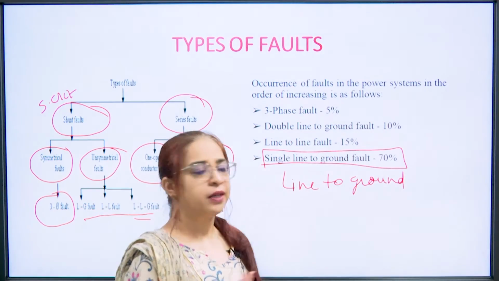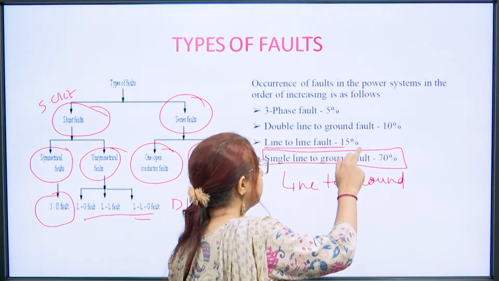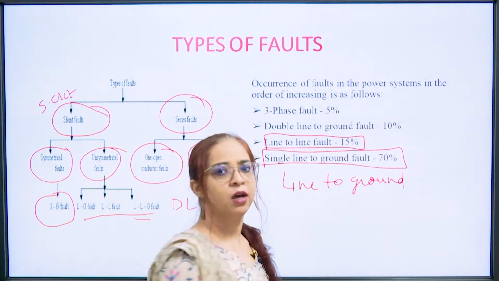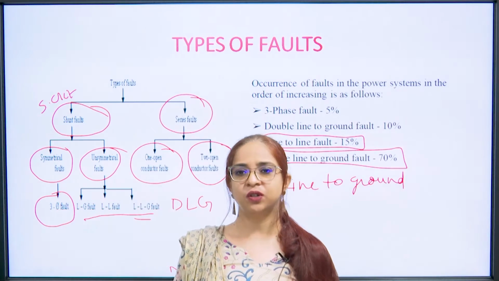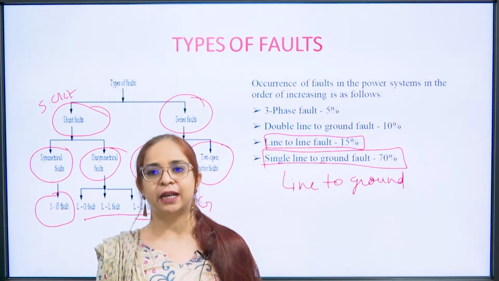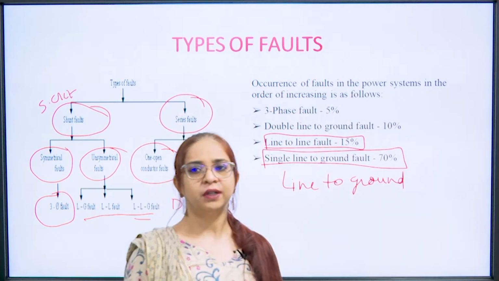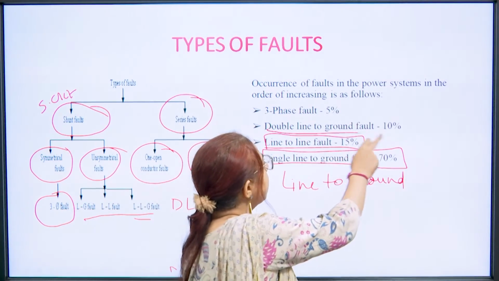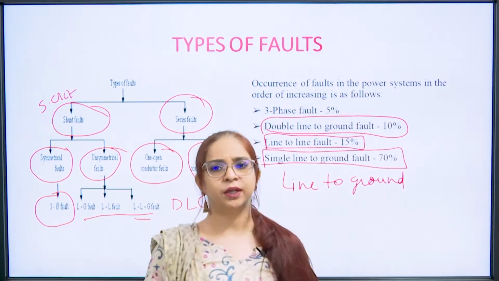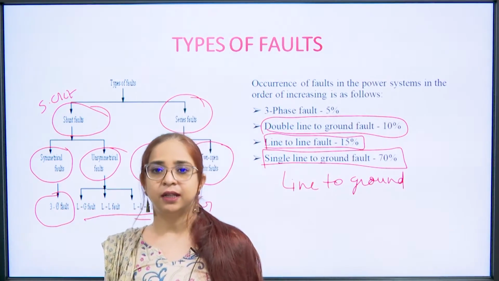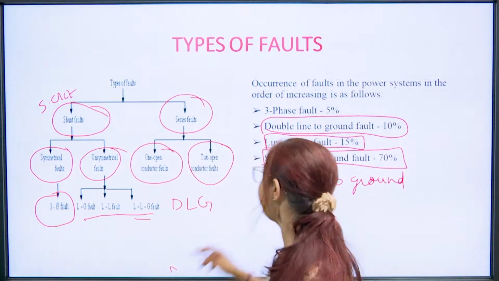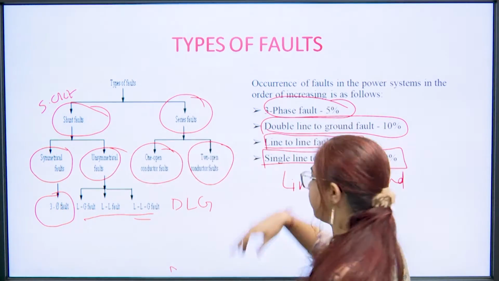Less number of occurrence is of line to line fault. Approximately 15% of the faults in a power system are LL faults. More lesser occurrences of double line to ground, which is around 10% in a particular power system, and the least occurring fault is 3-phase fault, which is around 5%.